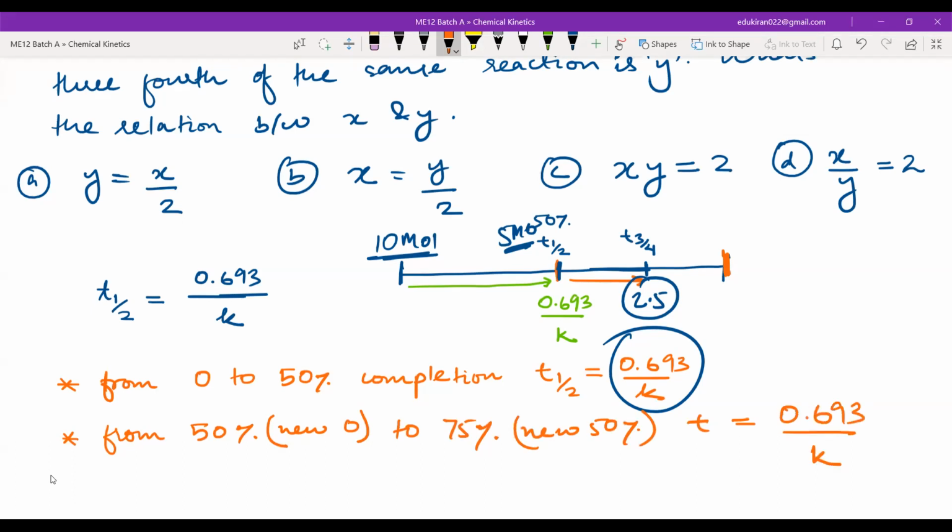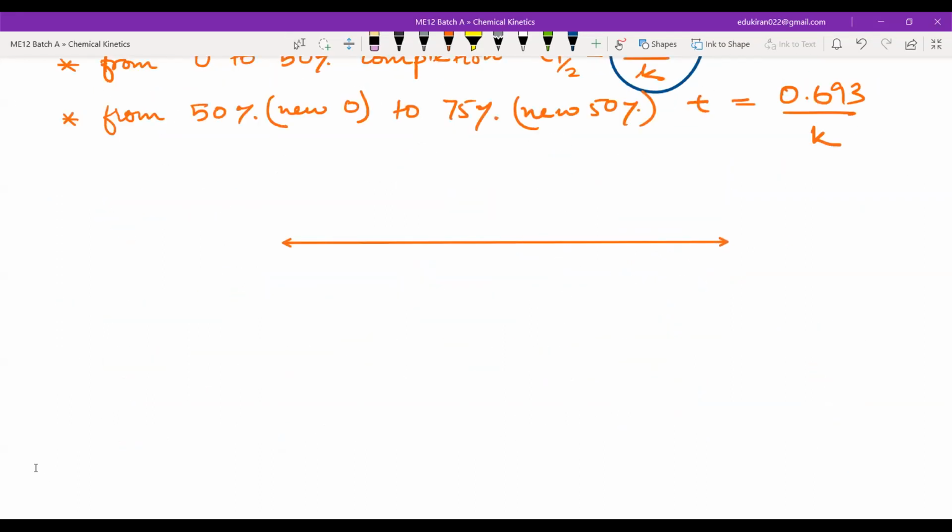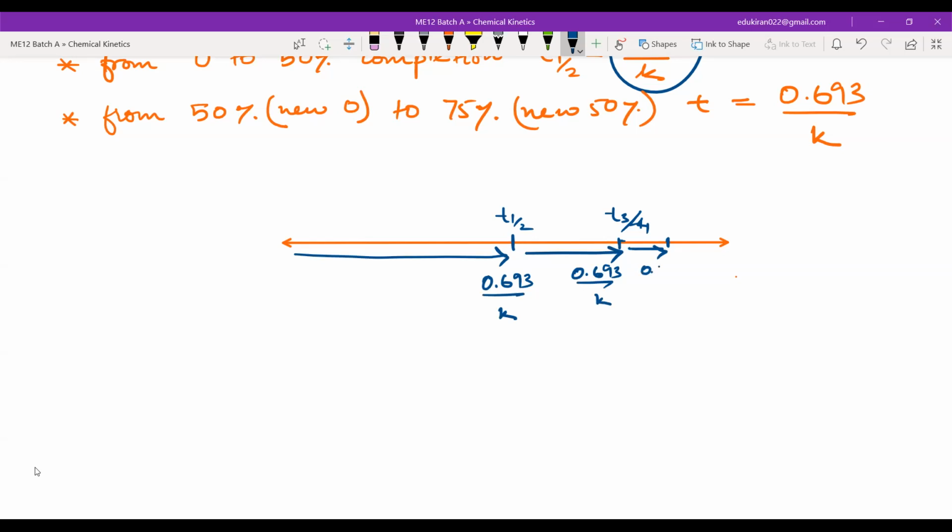That is why, if I trace it in the timeline like this, T half, T 3/4. Now from here, you can again take half somewhere. That is why this is 0.693 by K. From here to here, this is again 0.693 by K. From here to here, it is again 0.693 by K. Now you can do half and half again. That is why you have seen that first order reactions never complete. The time taken for that is infinity.